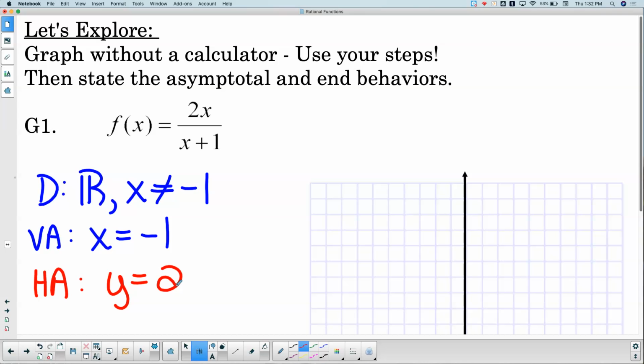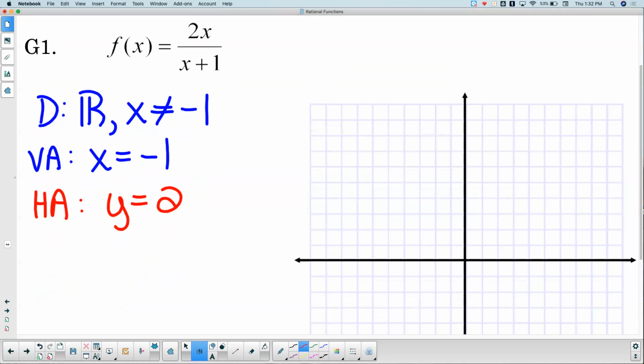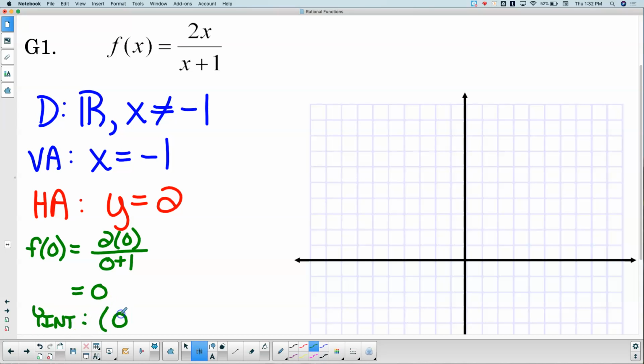Step number 3 says what? Find the y-intercept. How am I going to find the y-intercept? Find f of 0. So I'm going to plug 0 into my function. Two times 0 over 0 plus 1, 0 divided by 1, is 0. So my y-intercept is (0, 0).